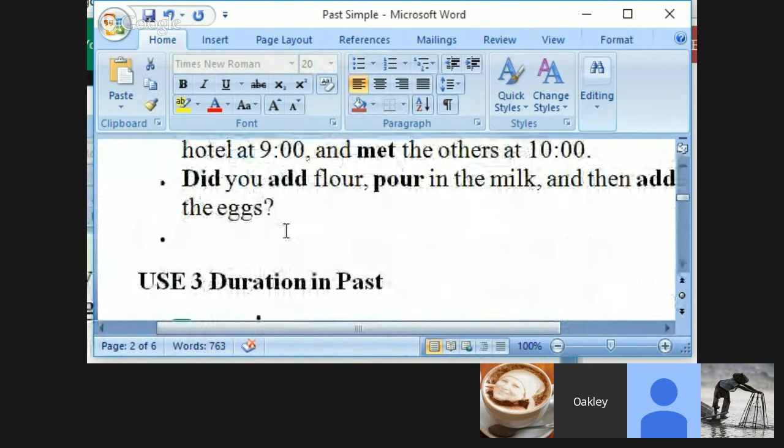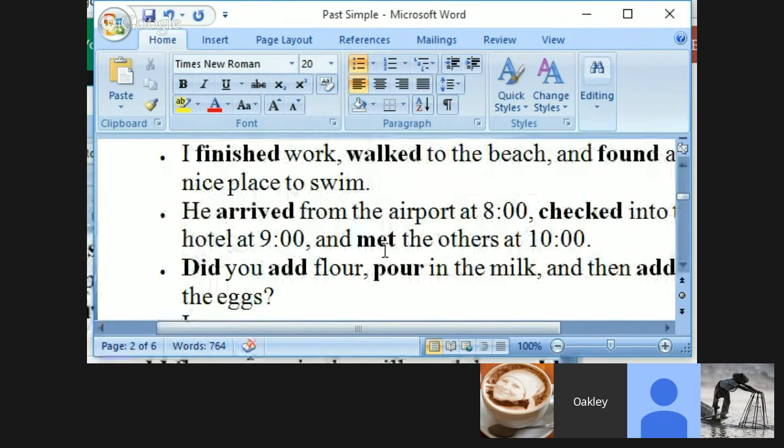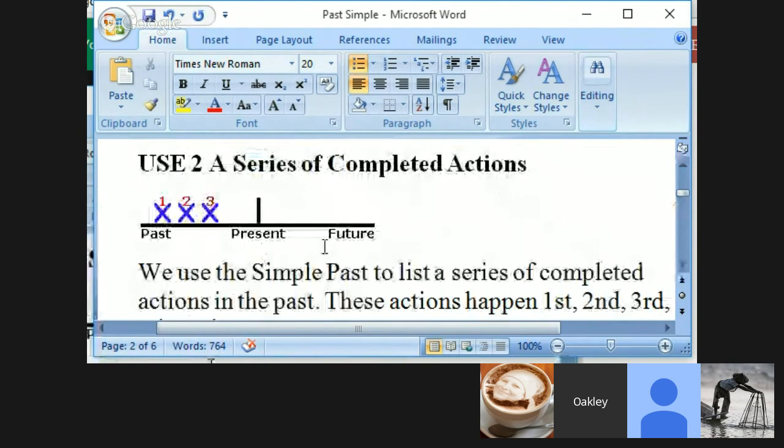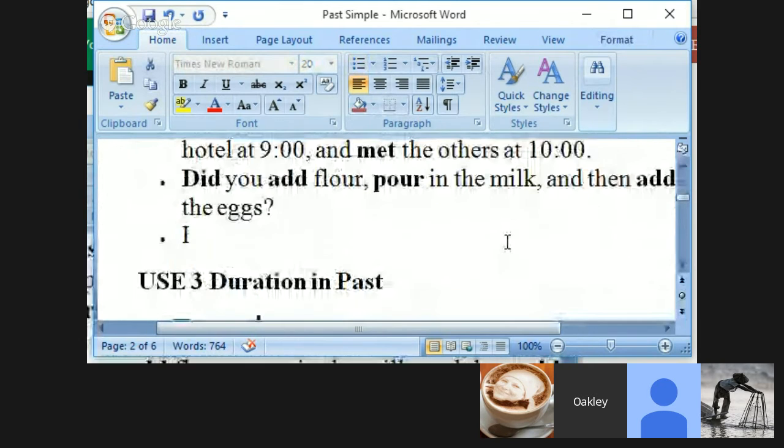Let's try it out. Tatiana? I don't understand. Is it negative, positive, or question? You can do whatever you want. You can create a negative, a positive, or a question. But basically, we're just trying to show a series of completed actions. I see.